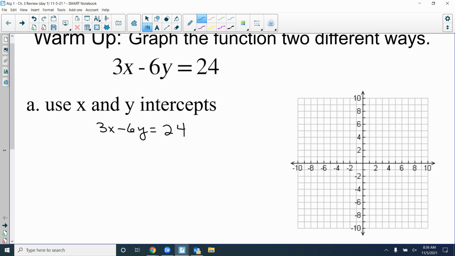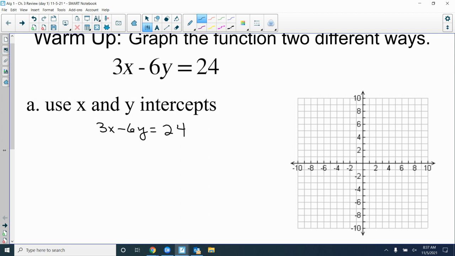All right, so to use the x and y intercepts, you have to find the x and y intercepts. Okay, go ahead and get this down on a piece of paper. Yeah, I want you to write this down. So now, and this is going to be still part of the test. All right, how do you find the x and y intercepts?